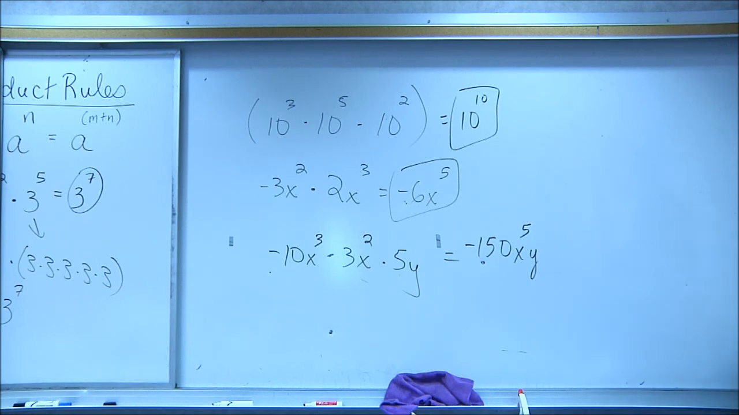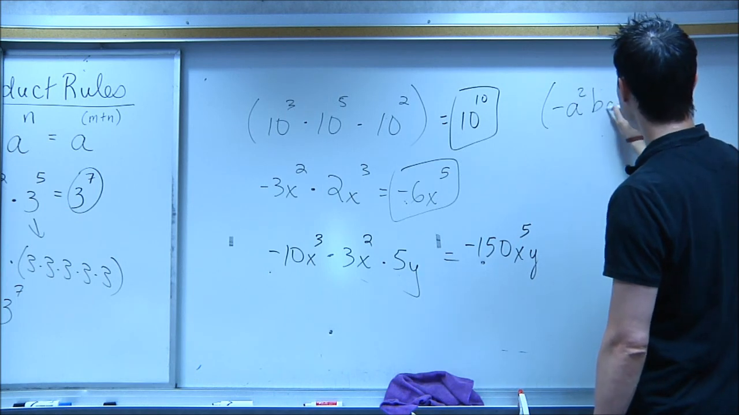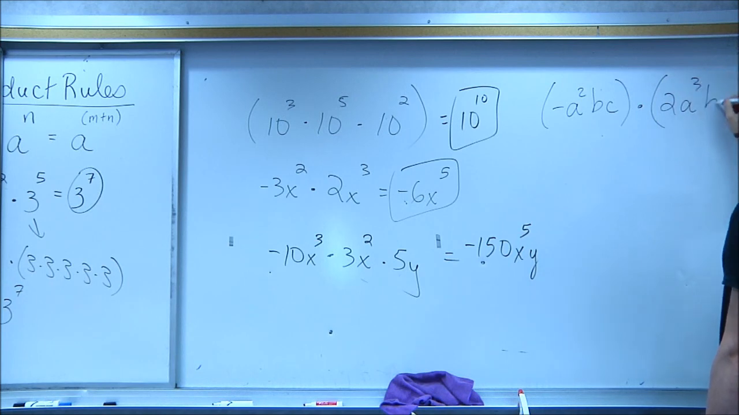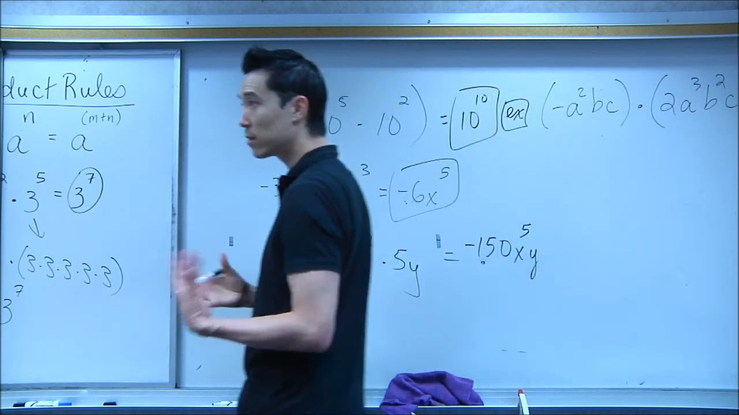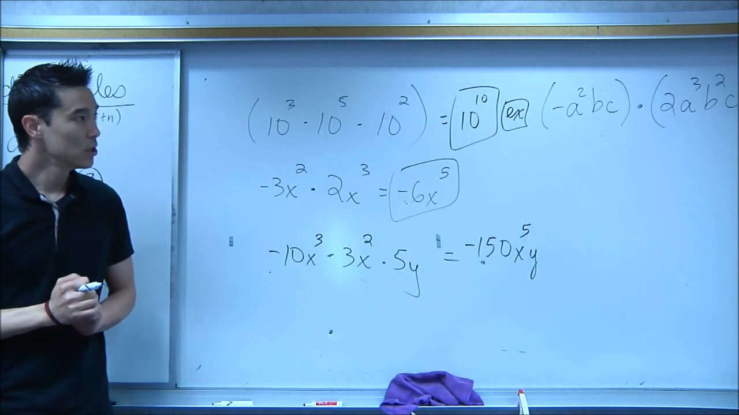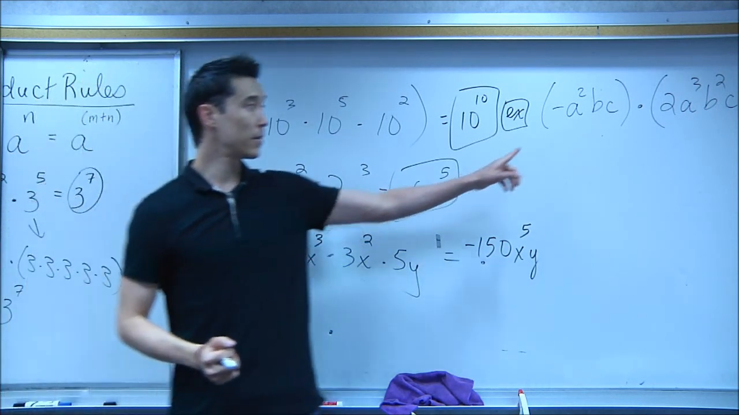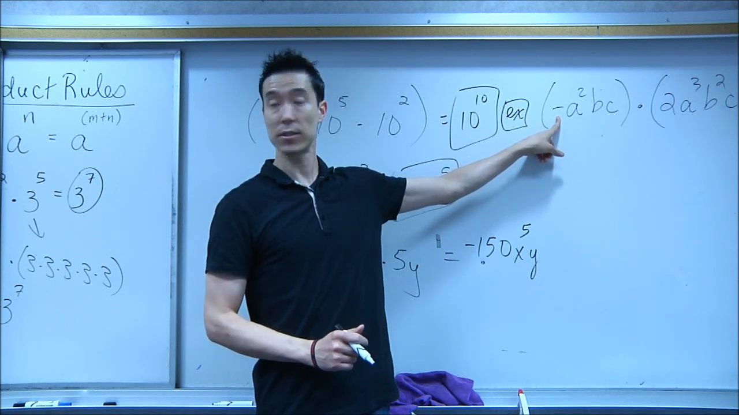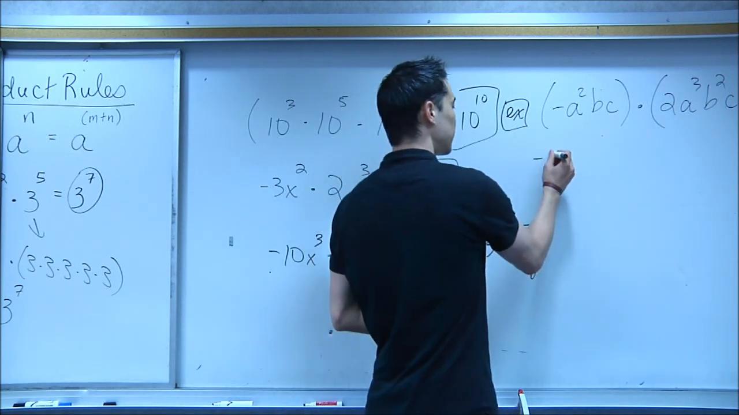All right, let's do a multiple one. How about this? We have negative a squared bc times 2a to the third b squared c to the 10th. Now this problem looks a lot harder than it actually is, as long as you follow our rules. So, start with the coefficients. If I multiply the coefficients together, what is the coefficient? Negative, because there's a negative, so negative 1 times positive 2, which is negative 2, great.